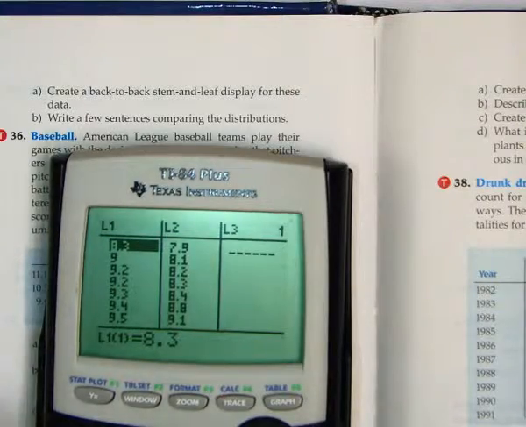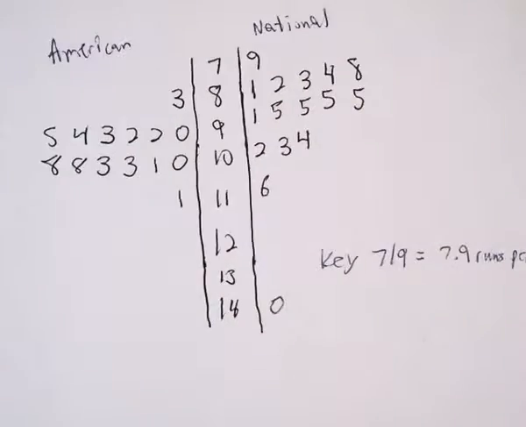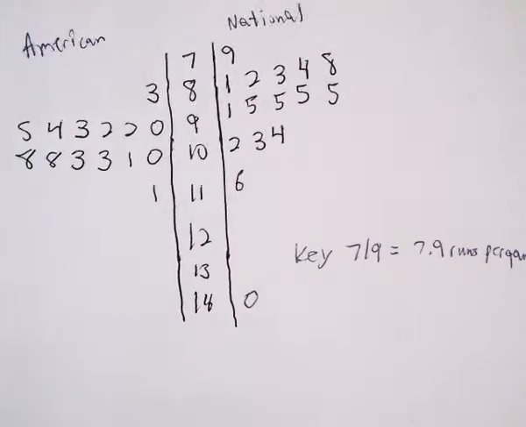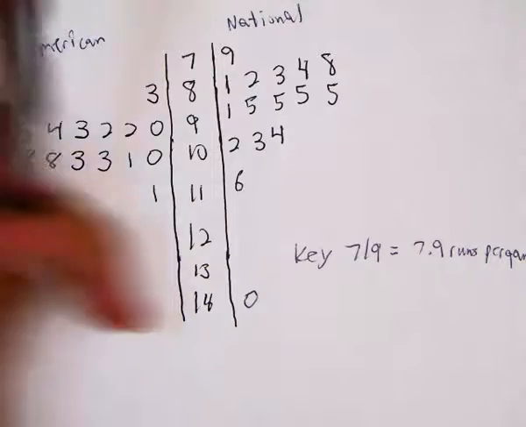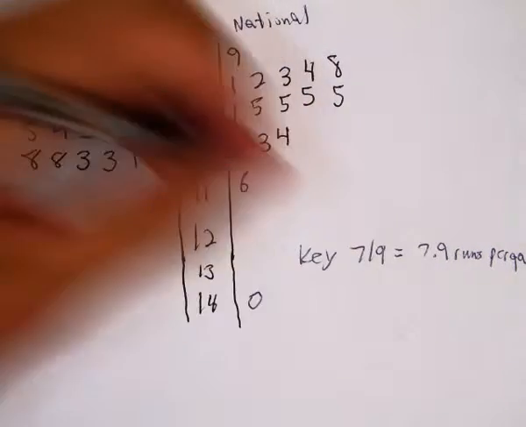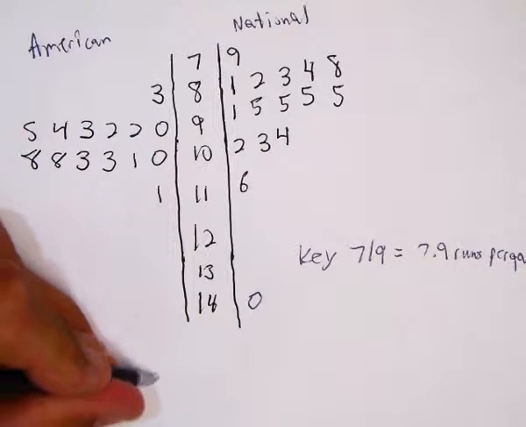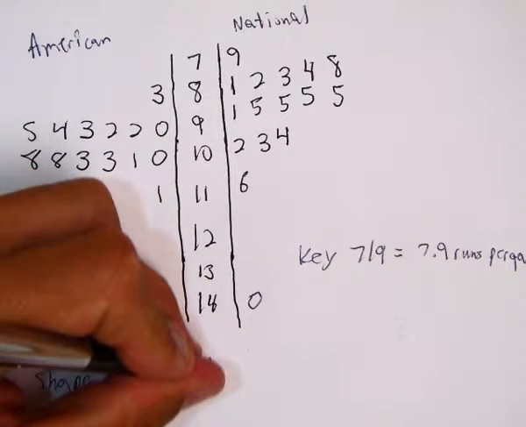So we have to do back-to-back stem and leaf plots. I've already done mine, so I didn't waste time. Those are your stems, those are your leaves, there's your key. Now we have to compare them. Make sure you have your headings and your key, and then we compare center, shape, spread, and unusual features.